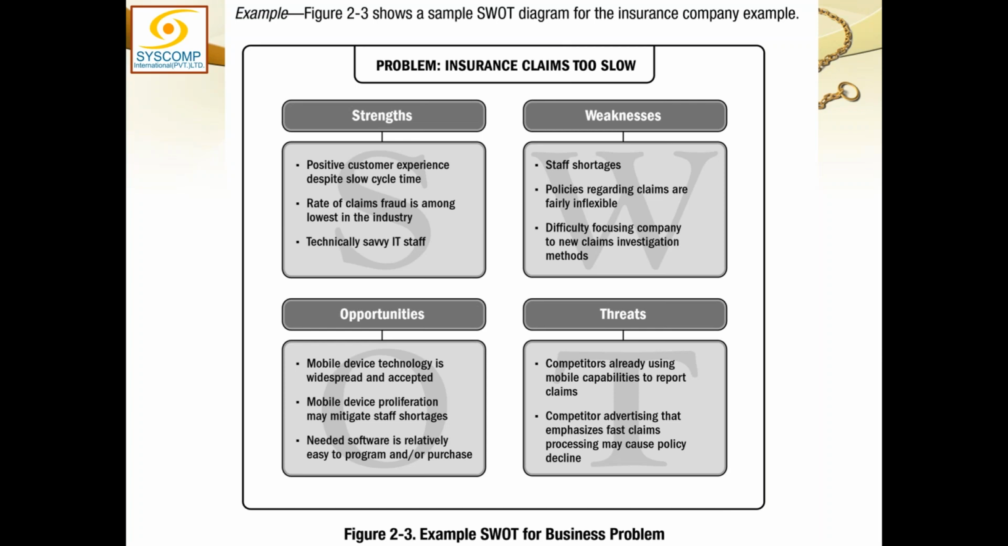If we look at the weaknesses, we have staff shortage. One weakness. Policies regarding claims are fairly inflexible. Another weakness. Difficulty focusing the company on new claims investigation methods. So you know where you are weak and where you are strong. If these are all the strengths and all the weaknesses, let's suppose they are, then probably I have to focus on these items only.